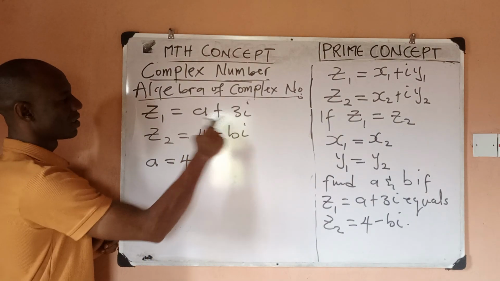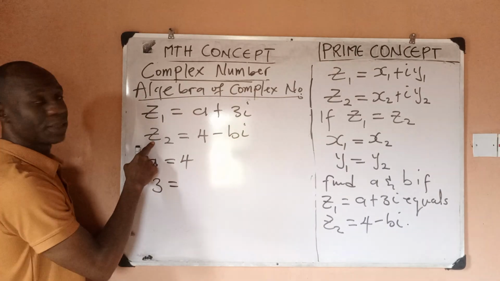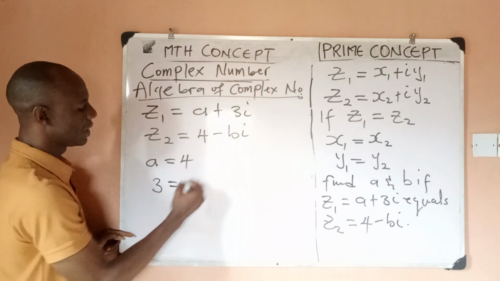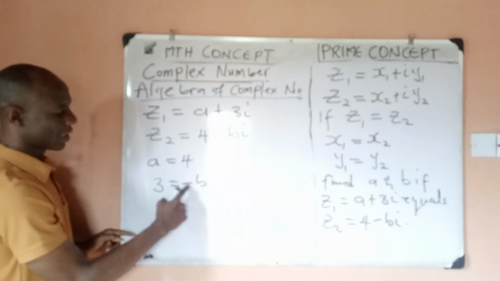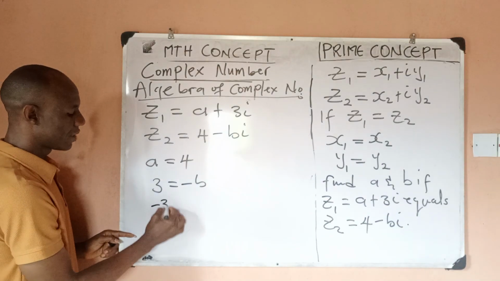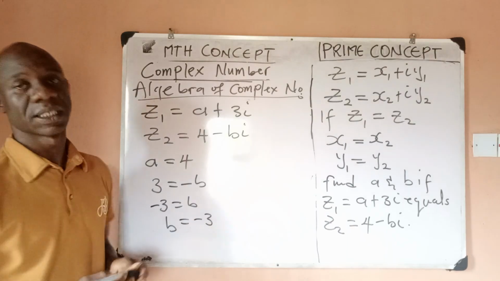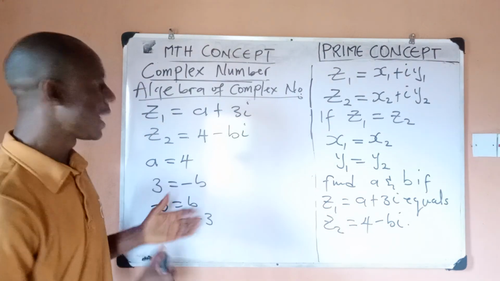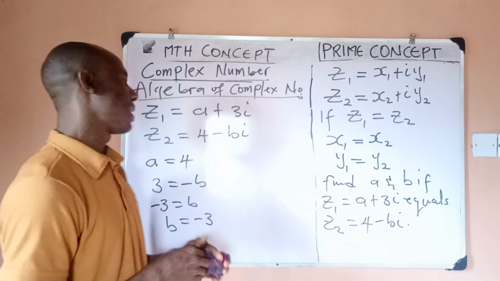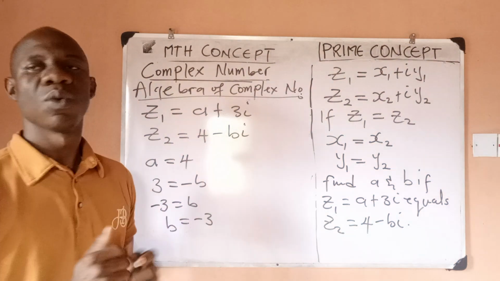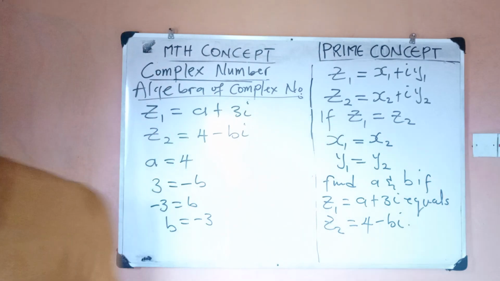In the same way, the imaginary part of z1 is 3. The imaginary part of z2 is minus b. So if I take the minus to this side, minus 3 is equal to b, or simply b equals minus 3. With this, I've been able to find a and b using the concept of equality of complex numbers. Very quickly, still in this video, we're going to look at addition and subtraction of complex numbers.